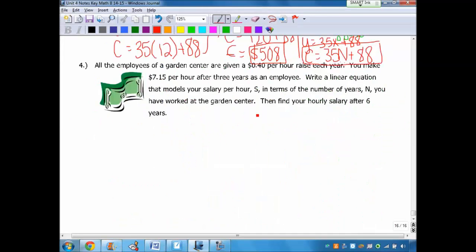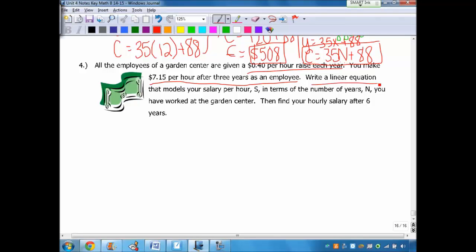All right, question number 4. All the employees of a garden center are given a 40-cent per hour raise each year. You make $7.15 per hour after 3 years as an employee. Write a linear equation that models your salary per hour, S, in terms of the number of years, N, you have worked at the garden center. Okay, and then we'll do the next part in a minute.